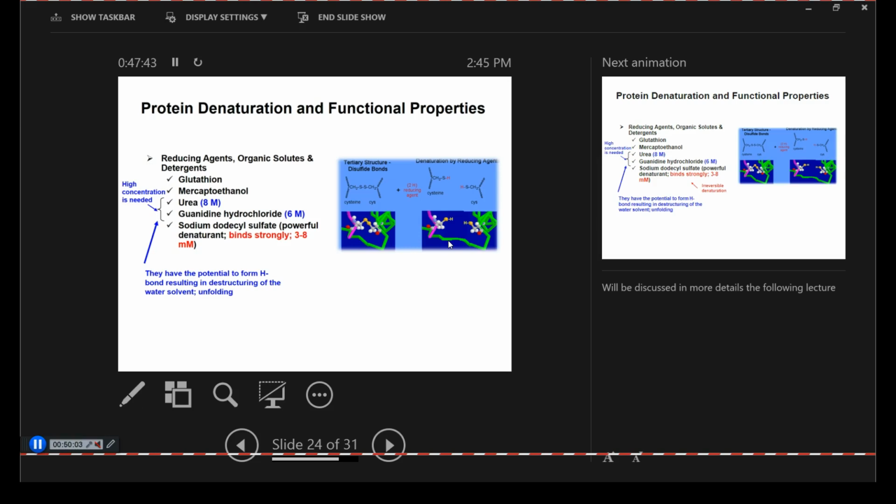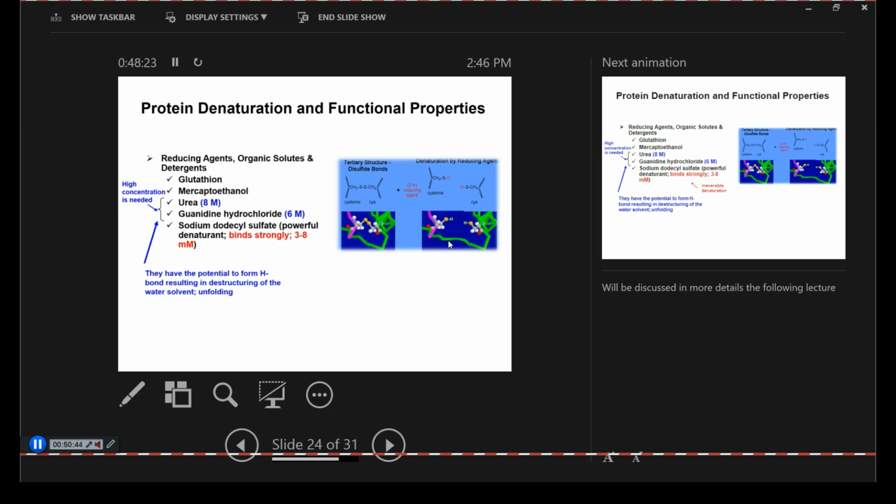What happens here, urea, for example, forms hydrogen bonding with the protein residues and with water. So it's really breaking hydrogen bonding within the protein and hydrogen bonding of the protein with the water. And when you break hydrogen bonding within the protein, other bonds will be broken. So you can solubilize a protein using urea. You can bring it into solution using urea, because it forms hydrogen bonding with the protein.